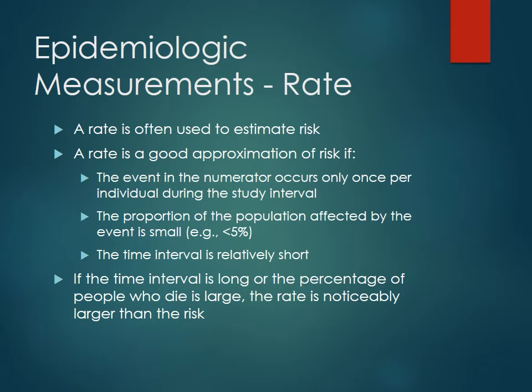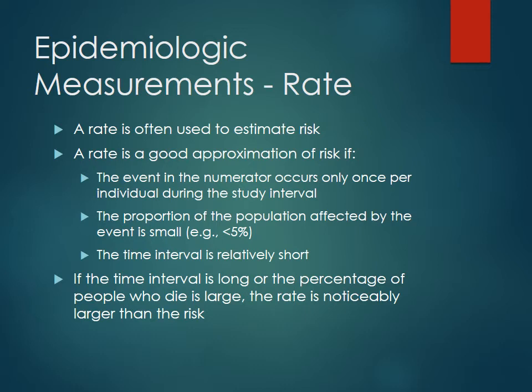So rate is often going to be used to estimate risk. You'll see that rate is generally going to be pretty similar to risk, especially if the event in the numerator occurs only once per individual during the time frame. So these are important points to remember when looking at risk versus rate. Usually you want to be seeing that the proportion of population affected is going to be pretty small. So again, it could be death, it could be a good outcome depending on the type of patients you're looking at. And if you're looking at a relatively short time frame. So rates are going to be better when you're looking at shorter time frames because you're not going to see as big of a change in that mid-period population.